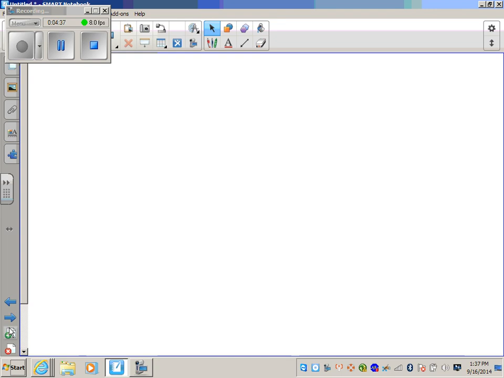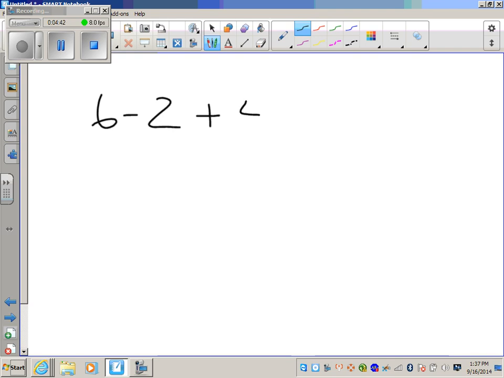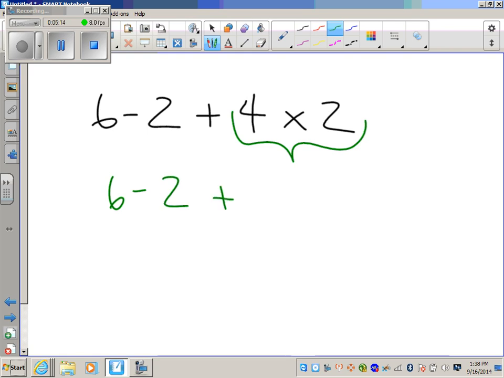So for example, when we see something like this, 6 minus 2 plus 4 times 2, okay? I'm going to first of all identify the operations I have within the problem: subtraction, addition, multiplication. Are there any parentheses? Back to the beginning. Any exponents? Any multiplication or division? If there's multiplication, I have to do that before I do anything else. So I'm going to rewrite 6 minus 2 plus what is 4 times 2.